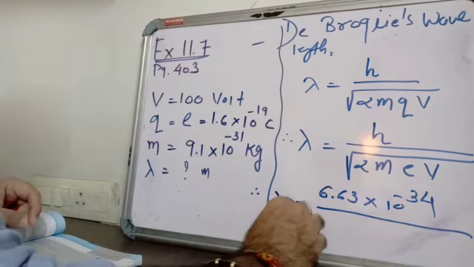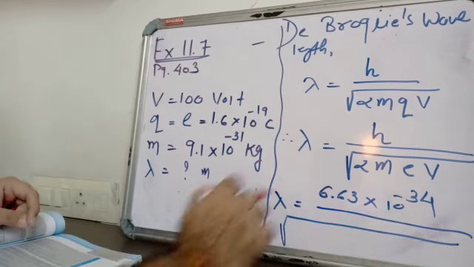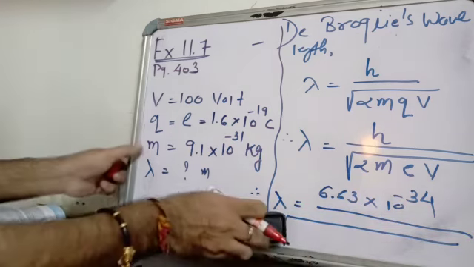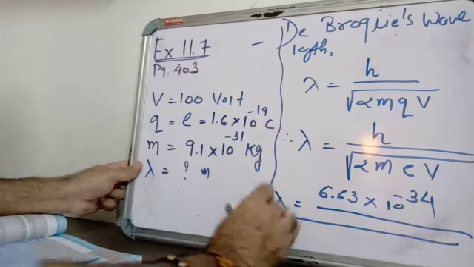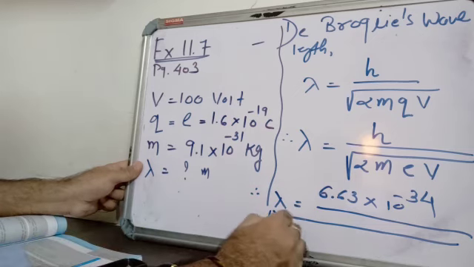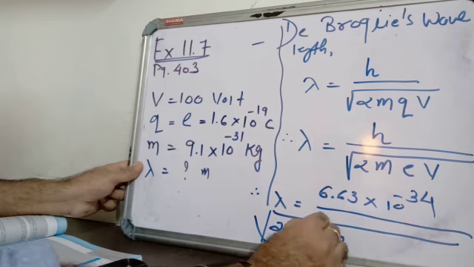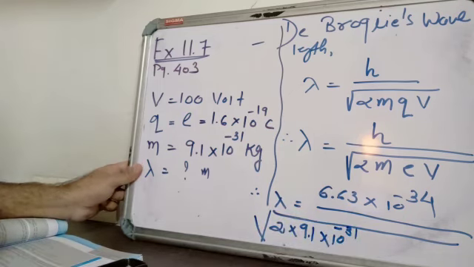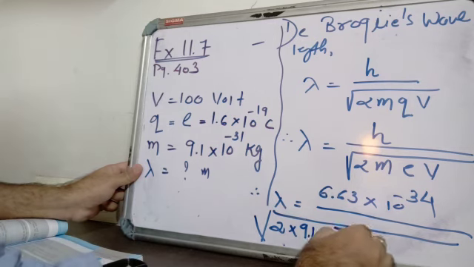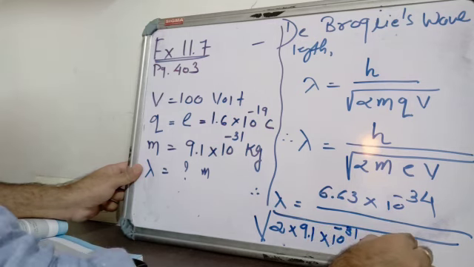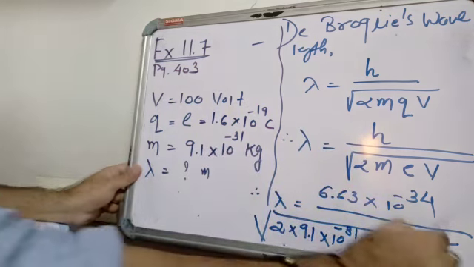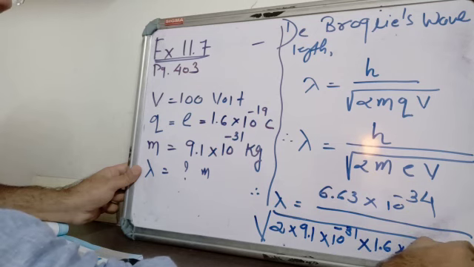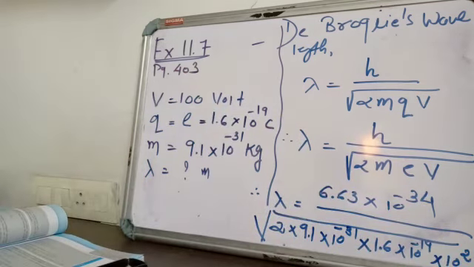upon under root. Place these values. Under root 2, mass of electron that is 9.1 into 10 raised to minus 31, charge of electron that is 1.6 into 10 raised to minus 19, and the voltage given is 100 volt, that is 10 raised to 2, right? Write down up to this.